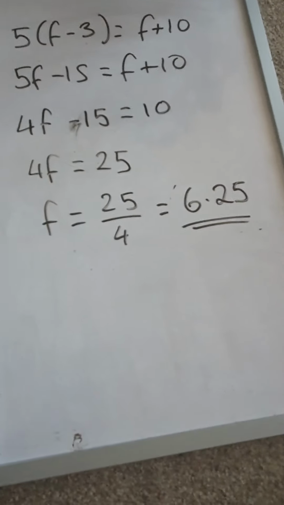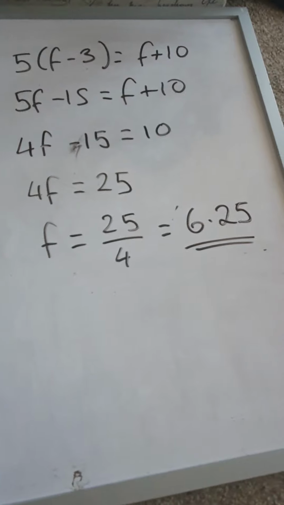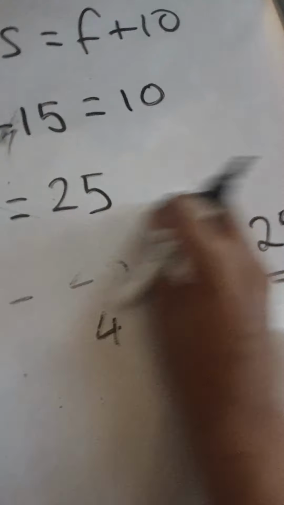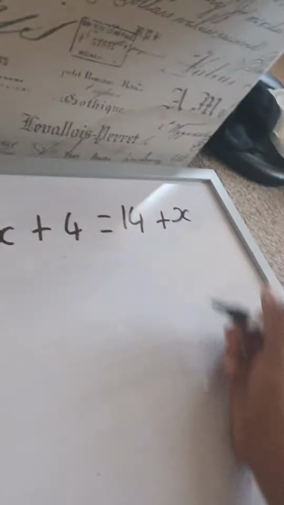So for the solving equations, I think for the most part, most of you are quite good at this. I'm going to wipe off and move to the next question so we have enough space. We've now got 5x plus 4 equals 14 plus x. Guess what we're doing again? We're moving all the x's to one side, all the numbers to the other.